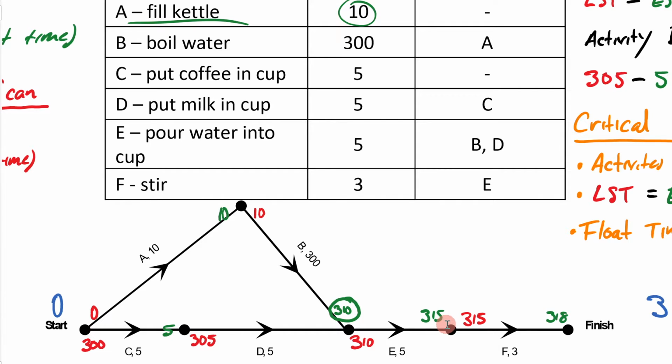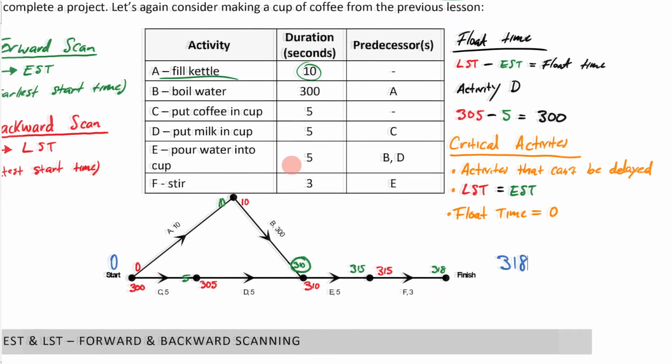So too over here. Can you imagine if we started activity F at 316 seconds? If we did that, we're going to push everything off because if we started at 316 seconds and it takes 3 seconds to do activity F, we're then going to be finishing this whole activity at 319 seconds. That's because our EST and our LST are equal there. In other words, the float time is 0 because when we subtract this from that, we get 0. So that is the idea of a critical activity.